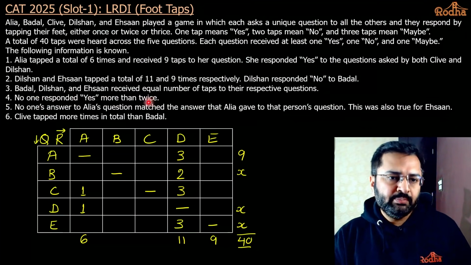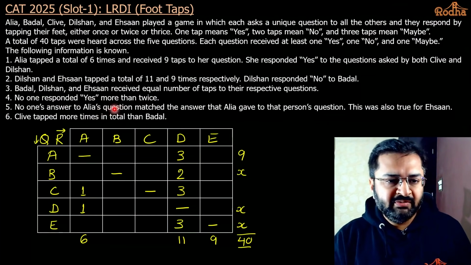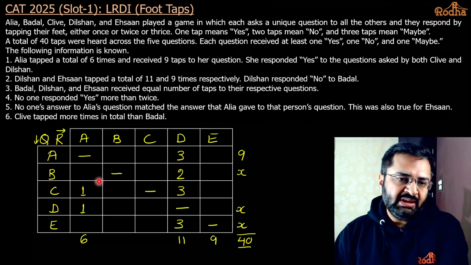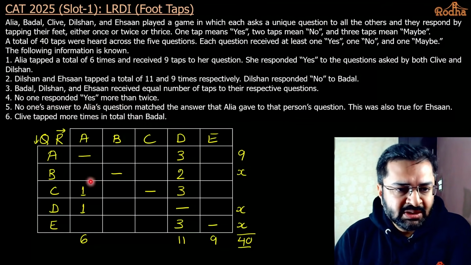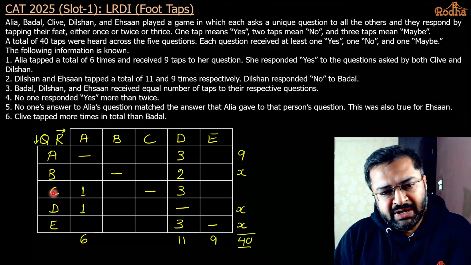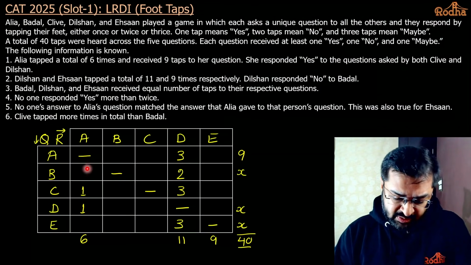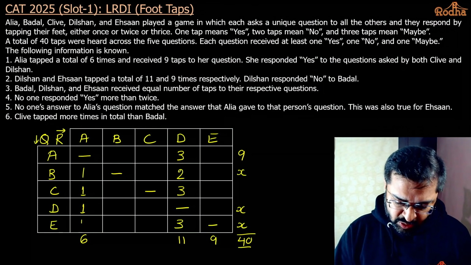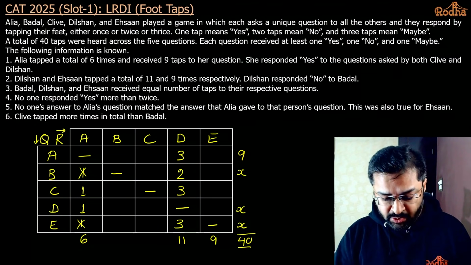Yes means one tap. So one tap cannot be given more than twice by anyone. Now, where does it help us? We can immediately see this column here. Since nobody responded yes more than twice, and A has already responded yes to C and D, this is 1, 1. So there can be no further 1 here. We cannot put 1 here. Not possible.